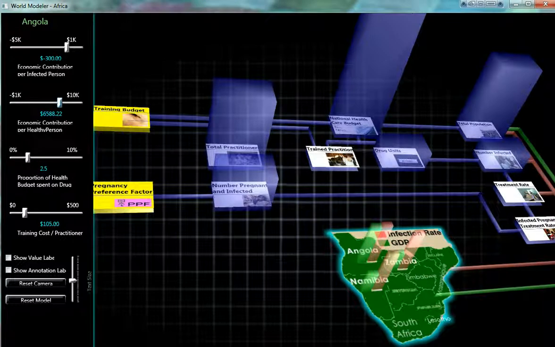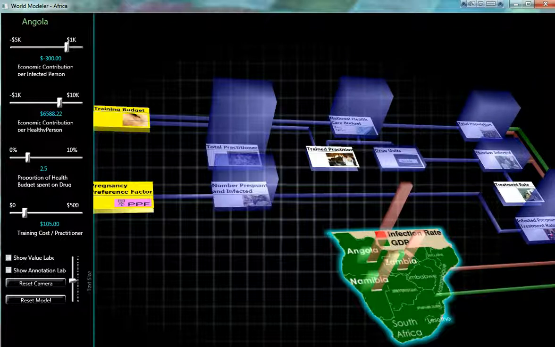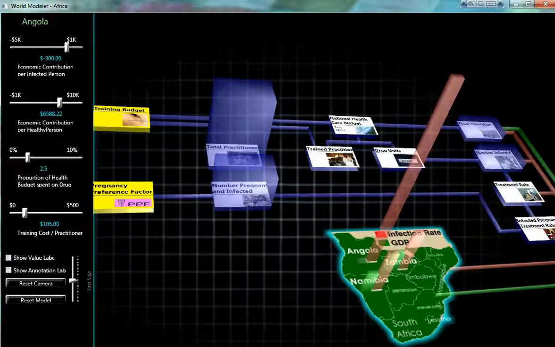in a particular country. If I press the simulation button, you can see that the GDP in Angola is rapidly lowering while the infection rate is exploding to quite a high level. We can fundamentally change the course of a disease through different policy decisions.